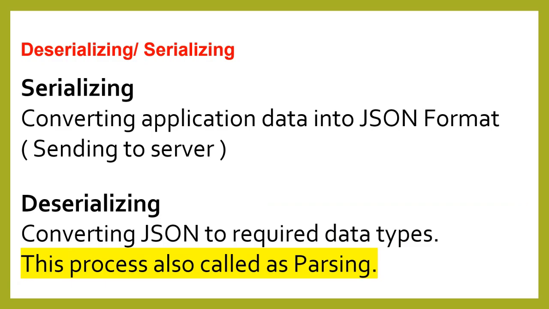And the further thing is deserializing and serializing. What is serializing and what is deserializing? We will try to understand. Serialization is converting data into JSON format, and deserialization means converting JSON into the required data type again. This process is also called parsing. At the start of the video I talked about this parsing. Now I hope you are clear about parsing, deserialization and serialization. These are very important concepts in JSON.